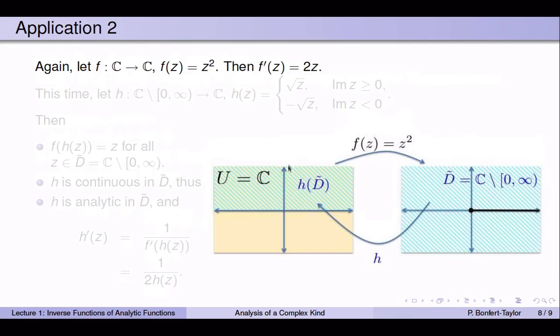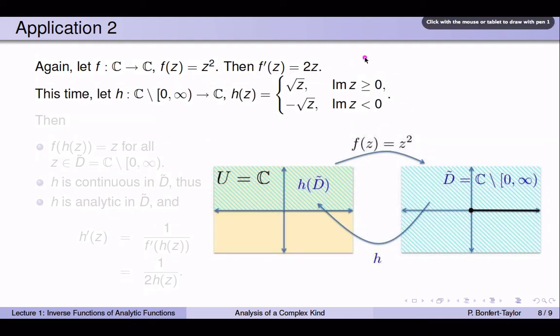Let's look at another example. F is the same function as before. F of z is z squared. Again, the derivative is 2z. Again, we define an inverse of this function, but on a separate domain. We're going to define a function that is continuous, but this time we want it to be continuous on the domain d tilde, which is the complex plane minus the positive real axis.